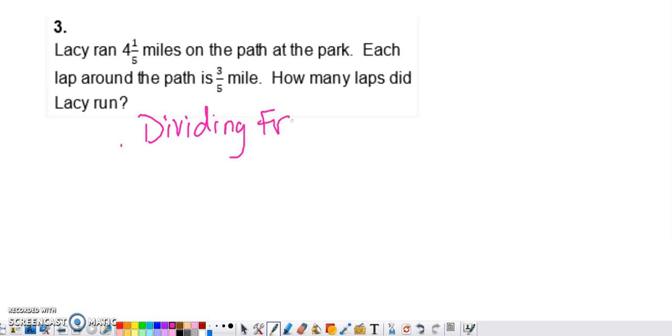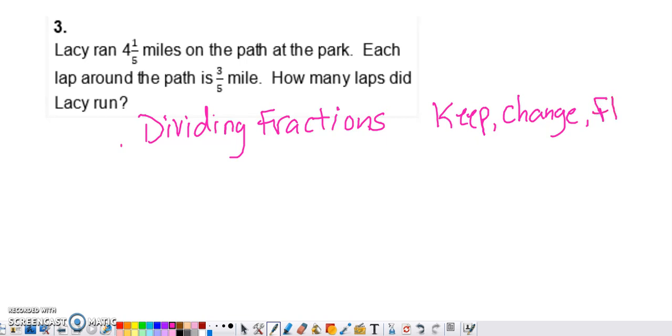And the rule for dividing fractions is keep, change, flip, or multiply by the reciprocal. I think it's easier for us to remember keep, change, flip, but please make sure you know the vocabulary multiply by the reciprocal, because that sounds fancier and it is more mathematically correct.